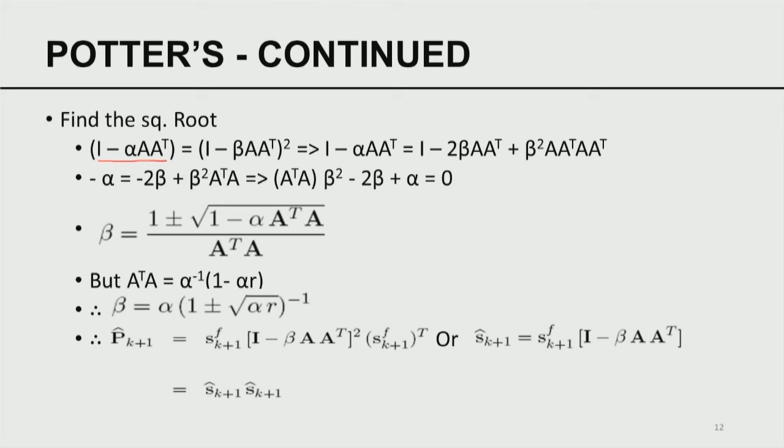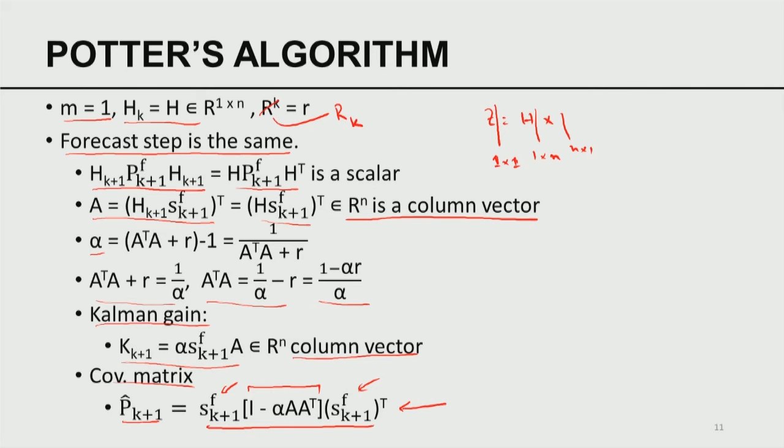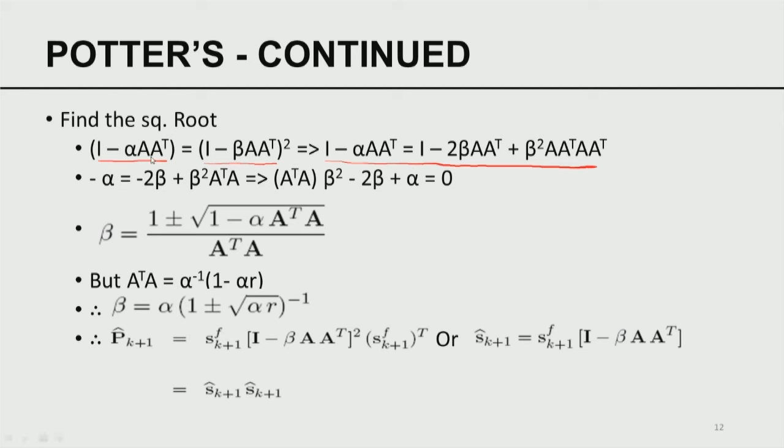I minus alpha times AA transpose, I would like to express it as a square of a matrix with the change in constant beta. If I would like to make this equal to the square of this matrix, I have this relation that helps us find beta. Let's go back and remind ourselves, A is a column vector, so AA transpose is a rank 1 matrix.